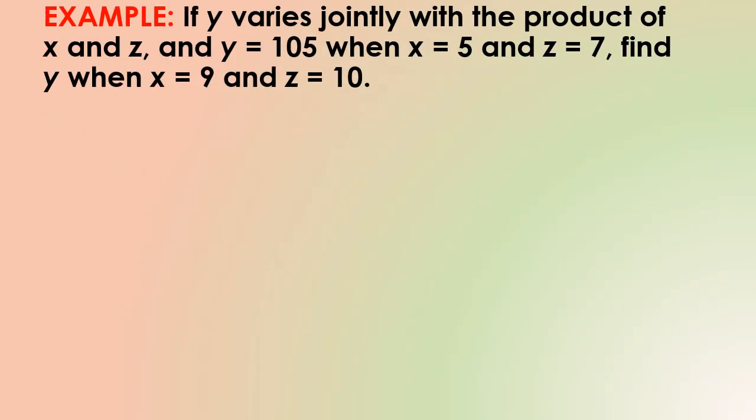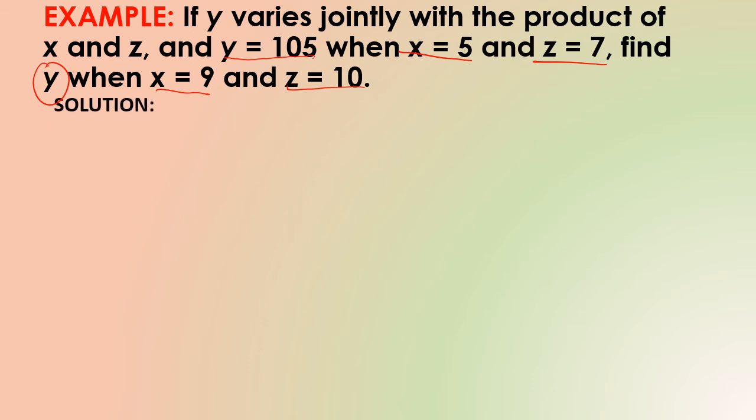Okay, class. For example number 2, if y varies jointly with the product of x and z and y is equal to 105 when x is equal to 5 and z is equal to 7. Find y when x is equal to 9 and z is equal to 10. So class, in-underline ko na ulit para mas madali nating hanapin mamaya.